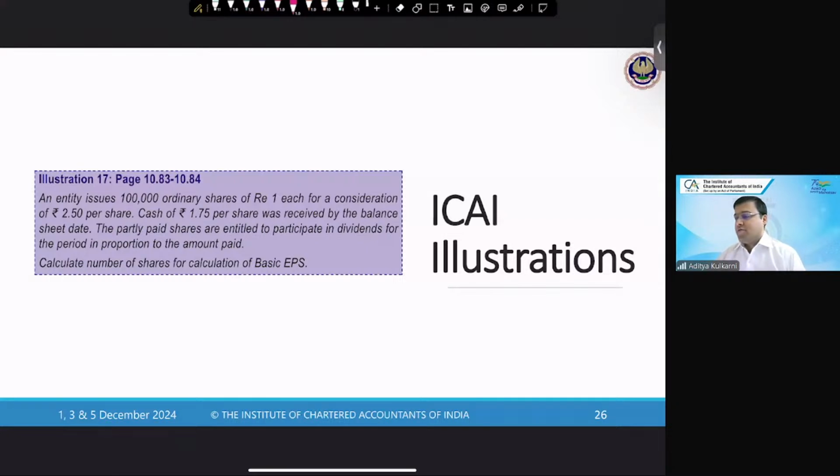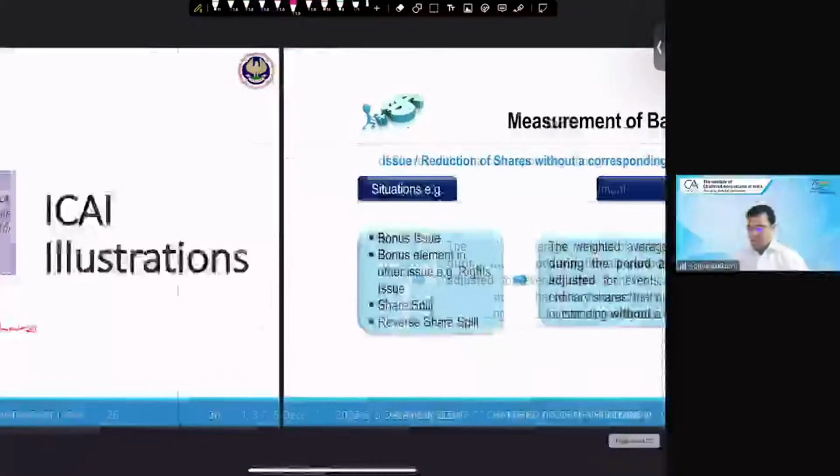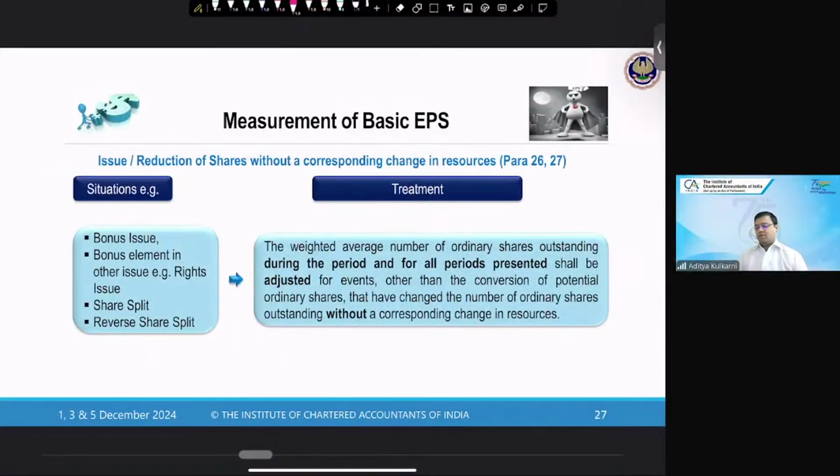Okay. So very simple. 1 lakh shares into 1.75 divided by 2.5. It has to be done proportionately. So that will come to 70,000 shares. Are you okay with this? Yes, sir. So that is done. Illustration 70. Okay. So that's about it.